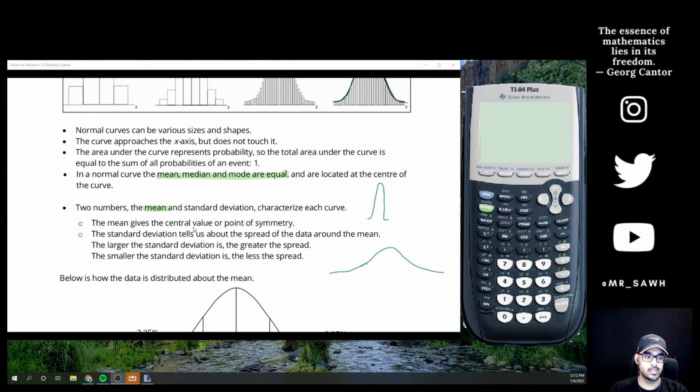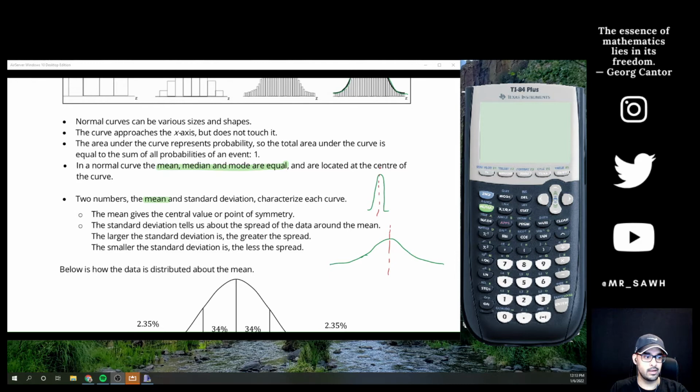Okay, the mean gives us that central value or the symmetrical point. All of these curves are perfectly symmetrical down the middle, right? And the average is going to tell me where that happens to be. And again, the standard deviation is the spread, essentially how far it is away from the average.